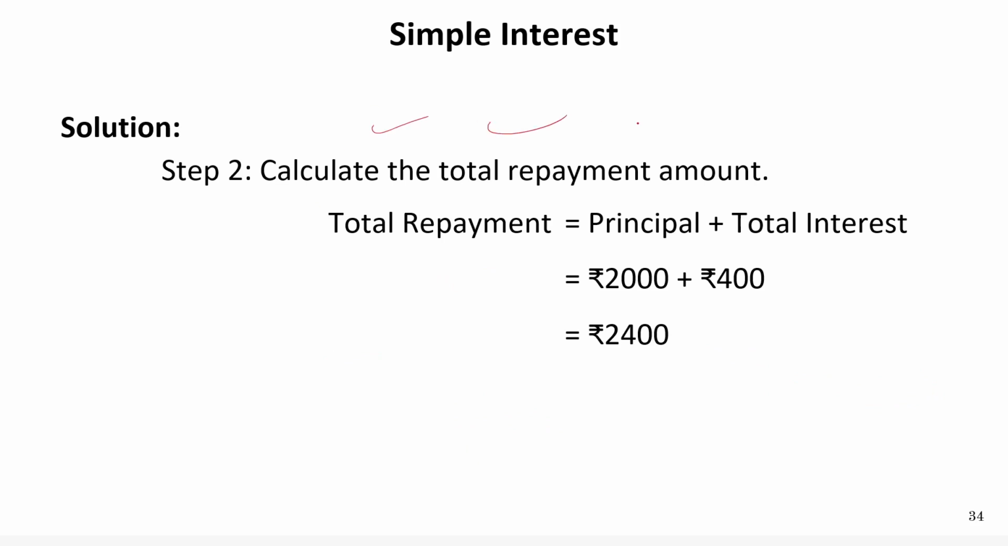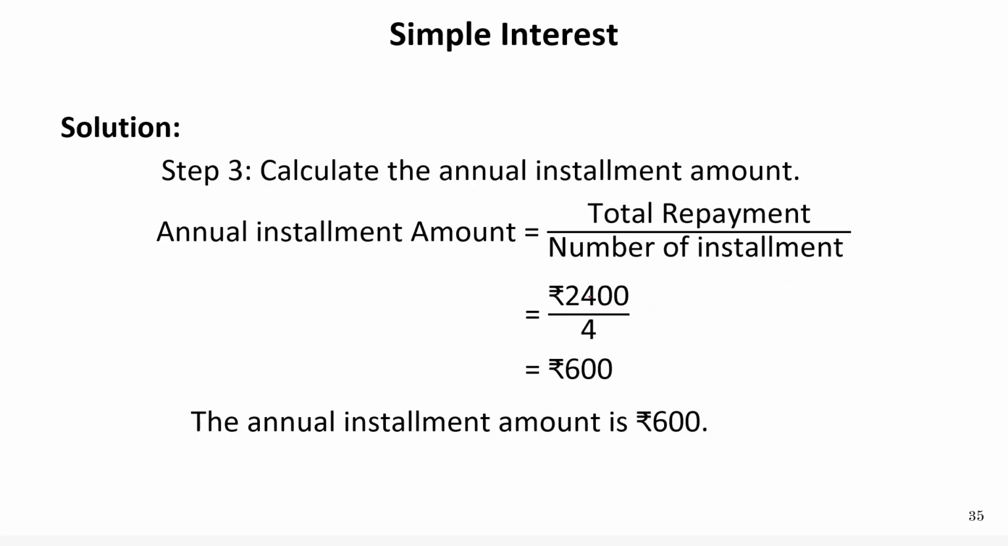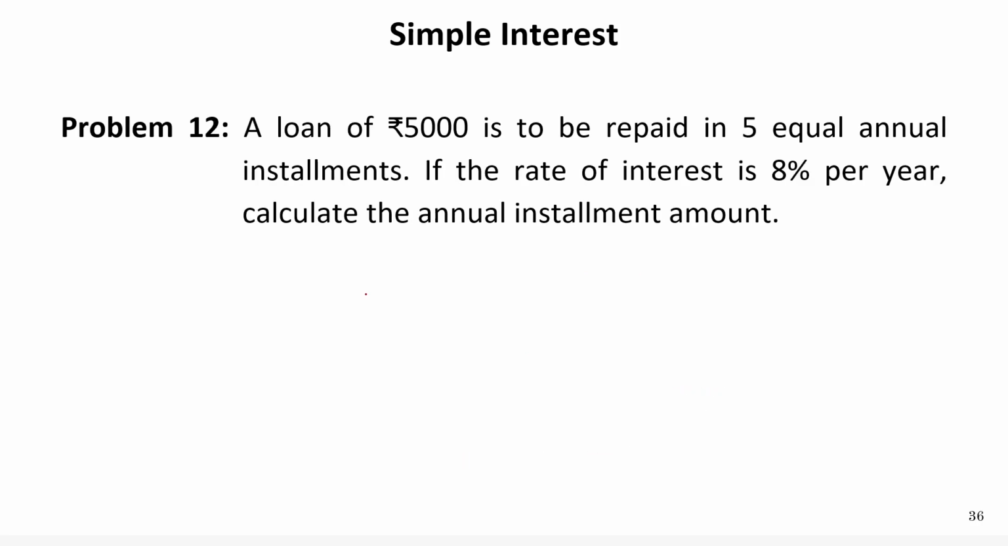Calculating the total repayment amount: principal plus total interest is equal to 2000 plus 400, which is 2400. For 4 years we have to divide this into an easy installment scheme. So for each year, the installment will be 600, because 2400 by 4 is 600. So the annual installment amount is 600. Let's see problem number 12. A loan of 5000 is to be repaid in 5 equal annual installments. If the rate of interest is 8% per year, calculate the annual installment amount.